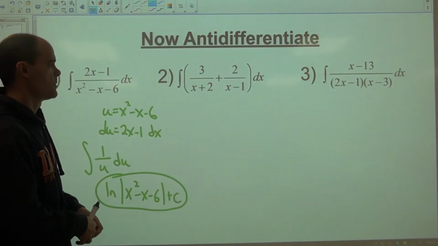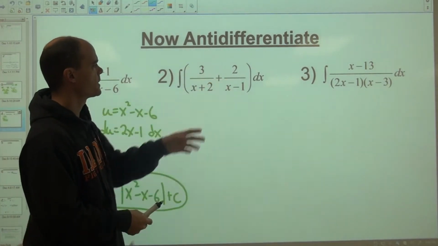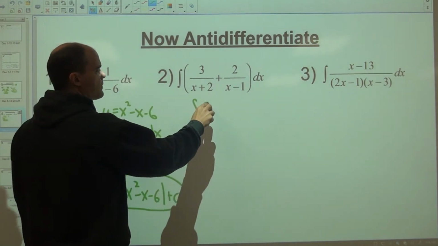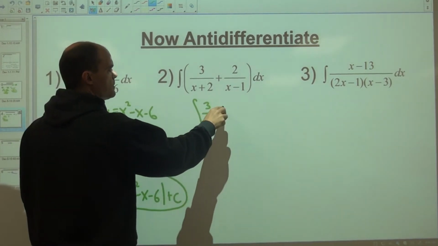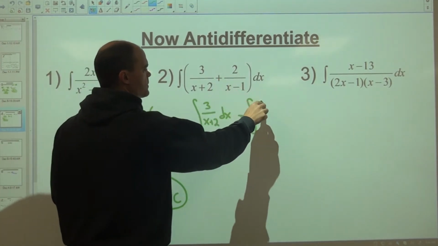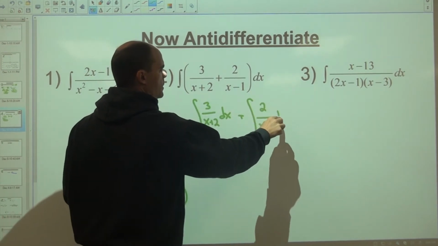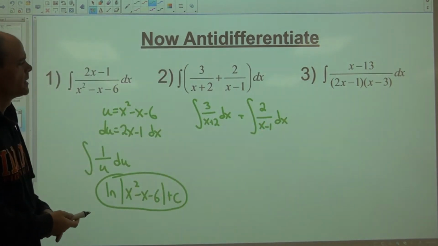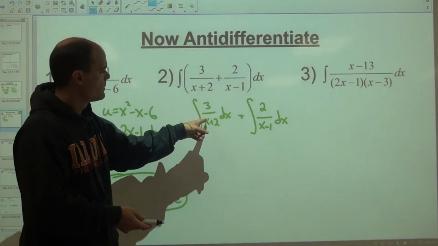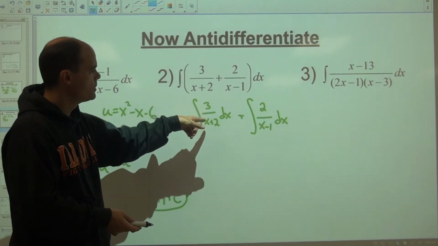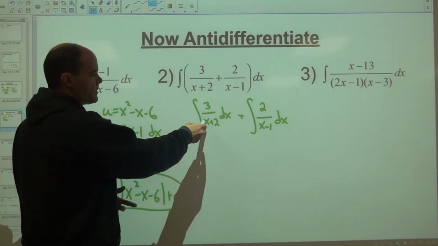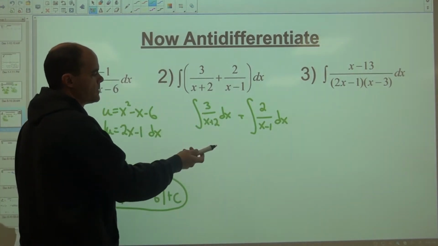So in the second example, I see a fraction plus a fraction. This can be intimidating for a lot of students, but let's split it up. So I have 3 over x plus 2 dx, plus, and then I have this one separately, 2 over x minus 1 dx. And again, you might look at that and be a little bit confused if you weren't sure. I know the derivative of x plus 2 is a number, so I could do a u substitution here and let this be u if you really wanted to, but the derivative of x plus 2 is just 1. It's not going to change anything.